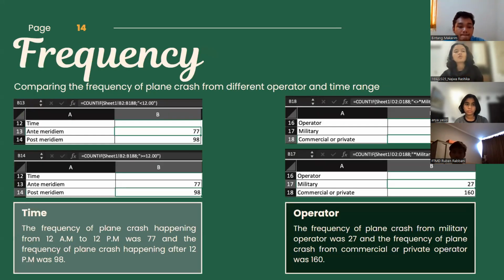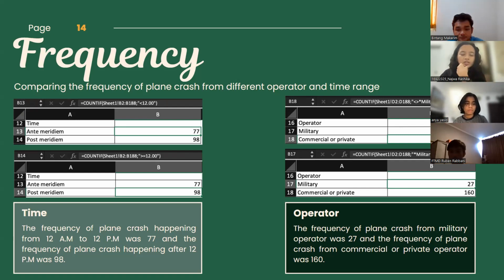Then the frequency, we want to compare how many of the plane crashes happen in a range of times. So here we want to know how many plane crashes happen before and after 12 a.m. For the before 12 a.m., we use COUNTIF and then we block the time, and the condition is, in quotes, less than 12:00, which means less than 12 a.m. And for the after 12 a.m., we use greater than or equal to 12:00 for the time.